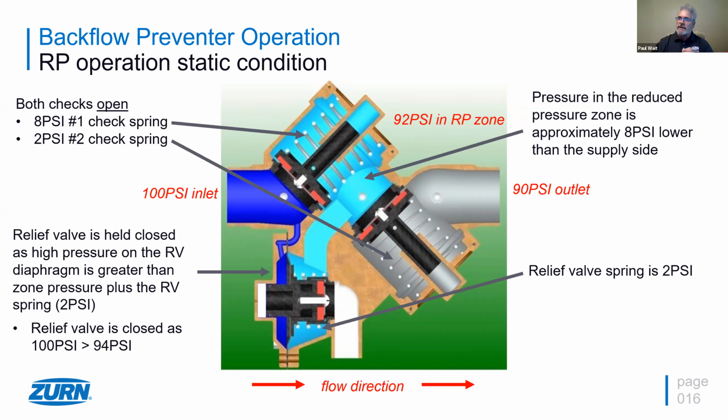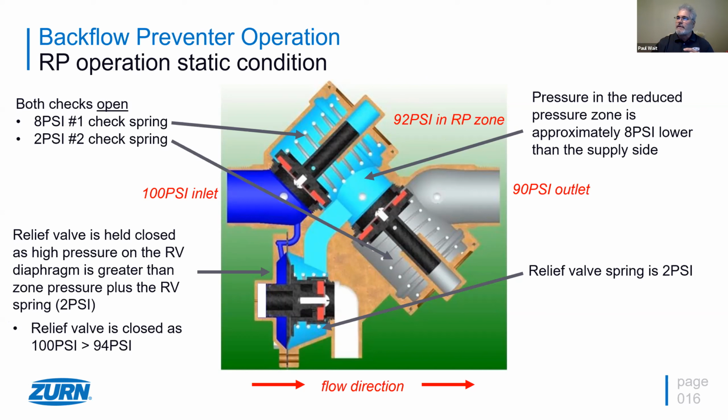So when we look at this, we have a 2-pound spring in the relief valve. We get 92 PSI in the zone. So 92 plus 2 is 94. So this relief valve is closed because we have 100 PSI pushing it closed and 94 PSI pushing it open. 94 being smaller than 100, that loses and the relief valve remains closed and there's no water coming out.